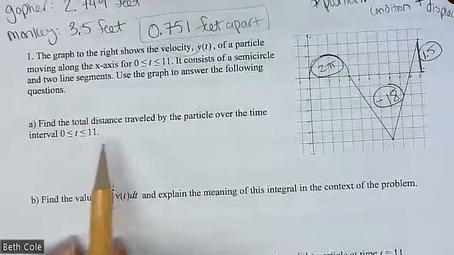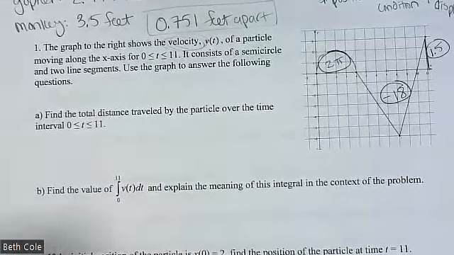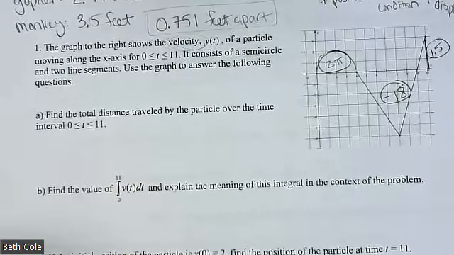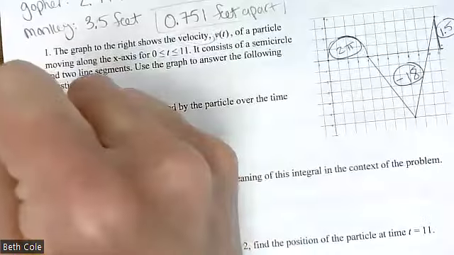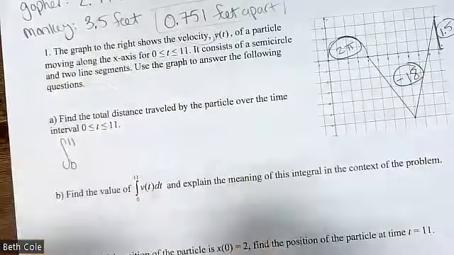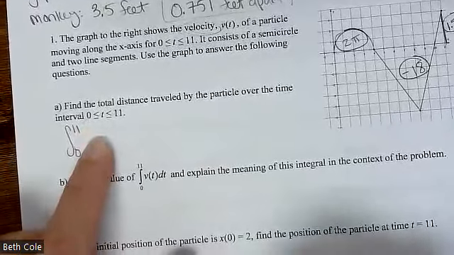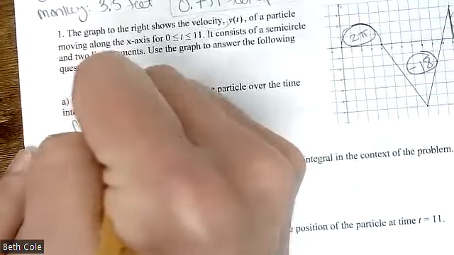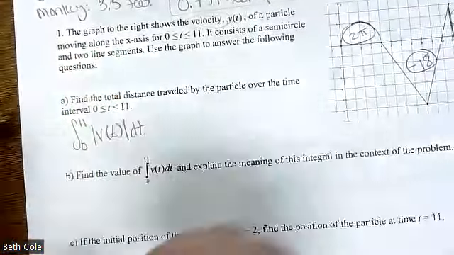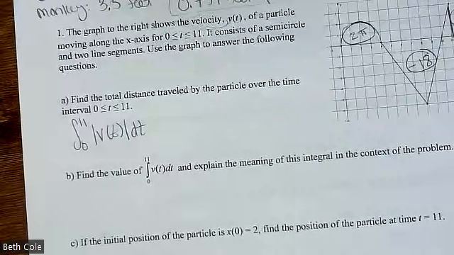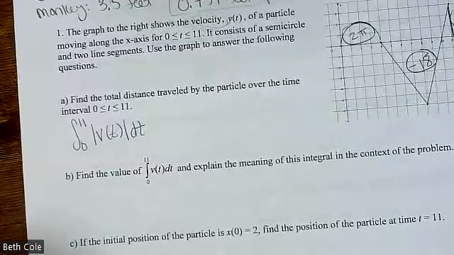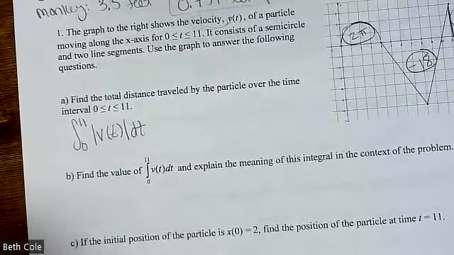So letter A says, find the total distance traveled from time 0 to 11. Do not jump right in and say the answer. Set it up. It'll be the integral from 0 to 11 of the absolute value of v of t dt. Oftentimes on the AP exam, writing that is worth a point, and then the answer is worth a point. You don't want to lose a point because you didn't write that.